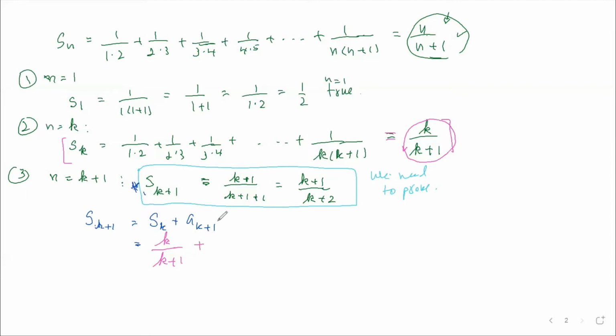And plus a subscript k plus 1, which means the next term, right? So you have to replace this k with k plus 1 because it is the next term. So it becomes 1 over k plus 1, and then this one becomes k plus 1 and then plus another one here.